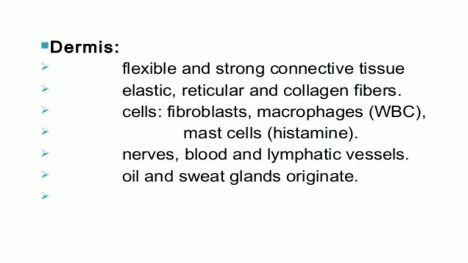The cells which can be seen, the fibroblasts, macrophages, mast cells, all these are the connective tissue cells. And nerves, blood vessels and lymphatic vessels, and oil and sweat glands, that is sebaceous and sweat glands, can be seen in the dermis. The blood vessels and the nerves which supply the skin pass through the dermis.